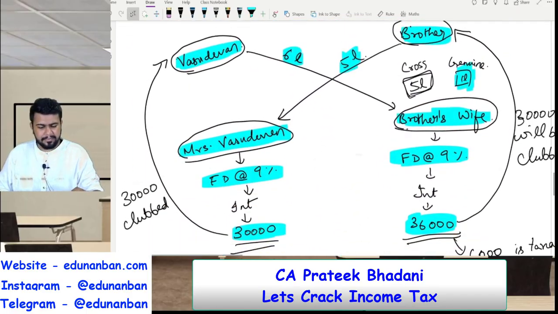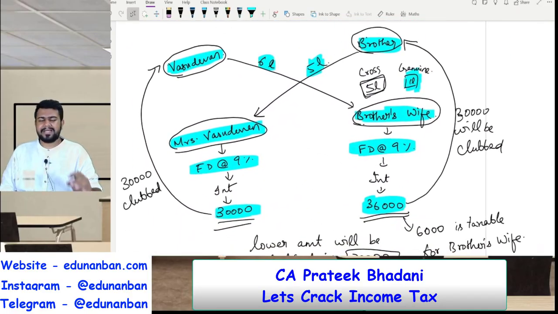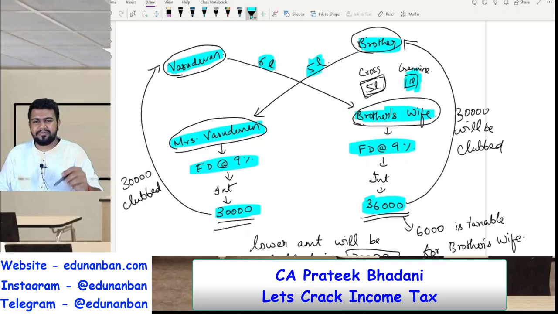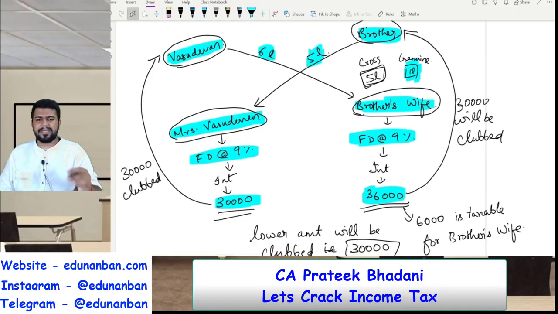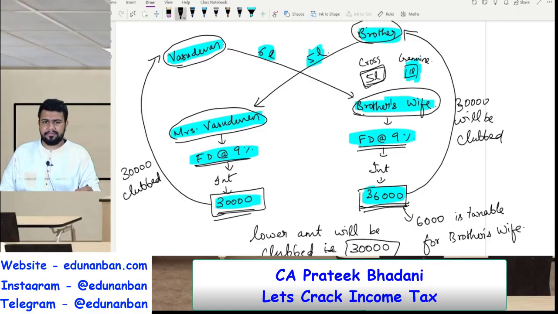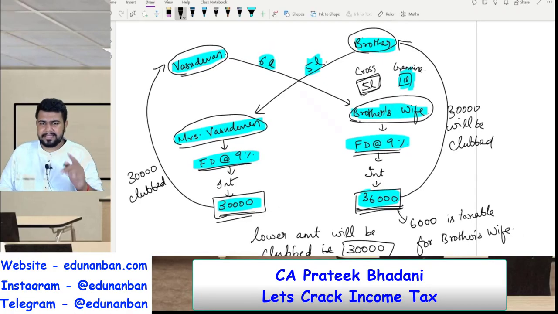I gave you an example from the study material question itself. Vasudevan gave 6 lakhs as gift to brother's wife. Brother gives 5 lakh as gift to Vasudevan's wife, Mrs. Vasudevan. Both invested the money in a fixed deposit at 9% per annum. 30,000 interest was earned by Mrs. Vasudevan and 36,000 interest was earned by brother's wife. In such case, is it cross transfer? Answer is yes, this looks like cross transfer.